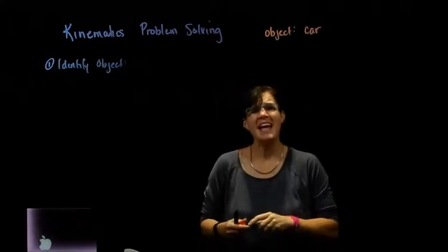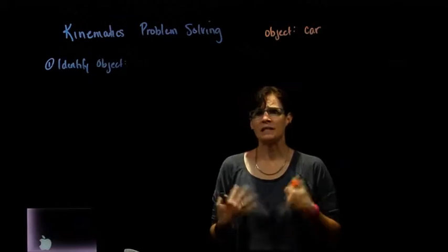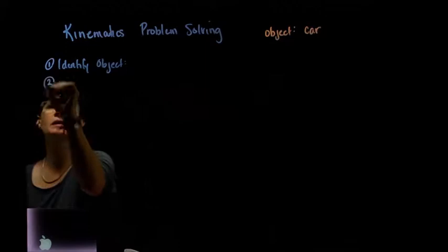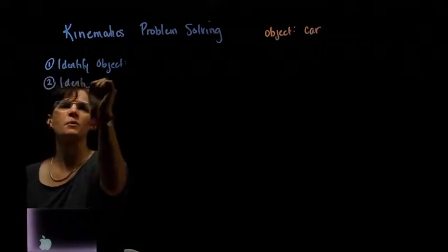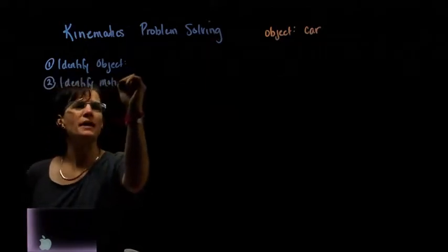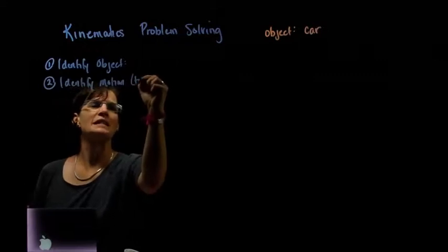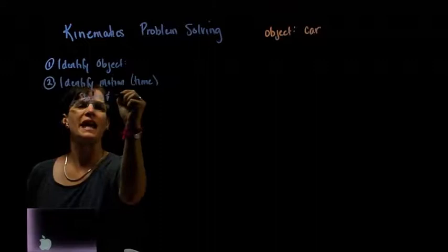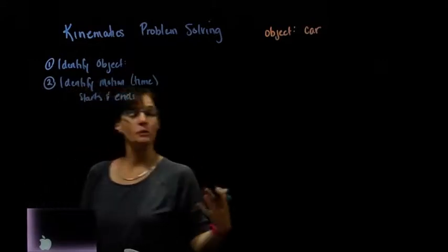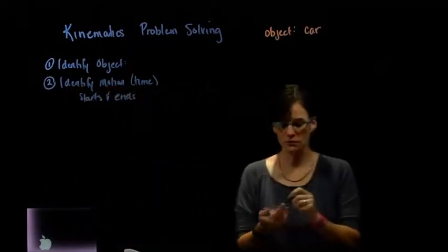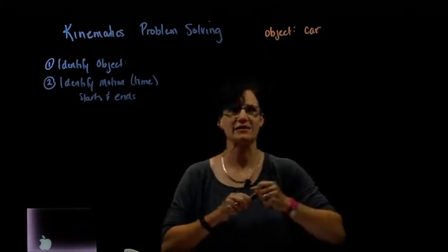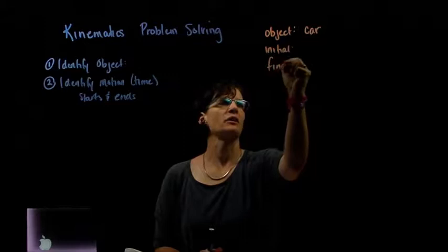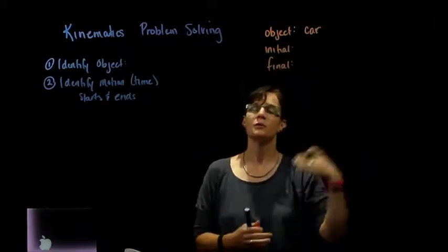All right. Then we need to think about what is the motion that we care about. So step number two is to identify the motion. And what I mean by this is the motion time. What starts and what ends that motion, like we learned about earlier. So in this case, we will identify that initial and that final. When do we start caring? When do we stop caring?